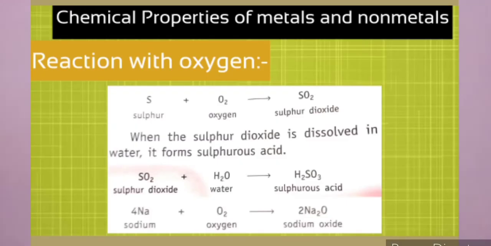Next, if we see the reaction of sulfur with oxygen, that is a non-metal. Sulfur reacts with oxygen to form sulfur dioxide, but the reaction does not complete here. This sulfur dioxide will immediately react with water and form sulfuric acid. So the reaction of oxygen with metal and non-metal forms their respective oxides. Whichever element is reacting, it will form its respective oxide.